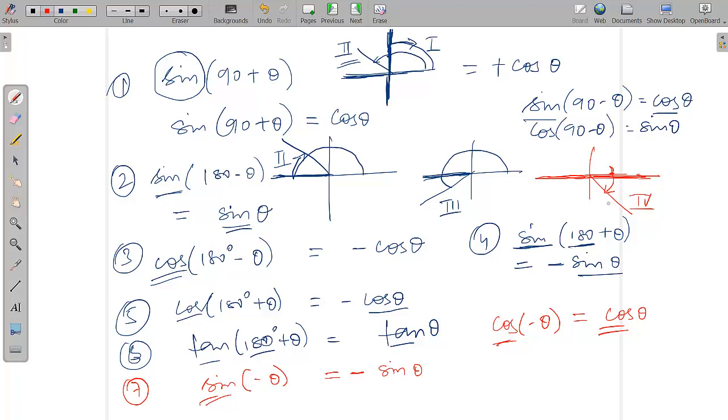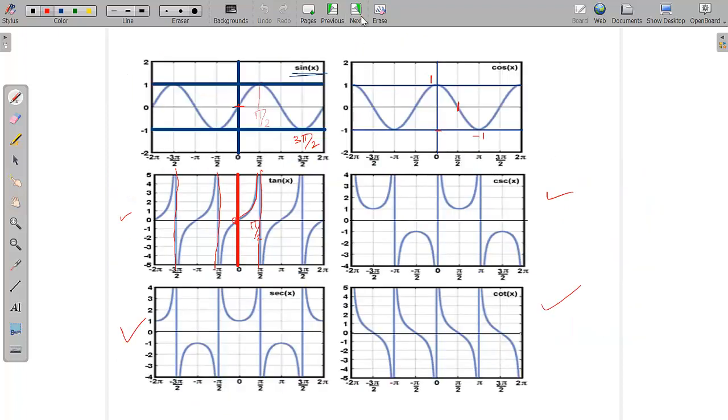So this can be 270 degrees plus something, 270 degrees minus something, 360 degrees plus something, 360 degrees minus something, or 360 plus pi by 2 plus something minus something. Whatever it comes, it will lie in any one of these four quadrants only, and accordingly you can see the value. So now tan is completed.